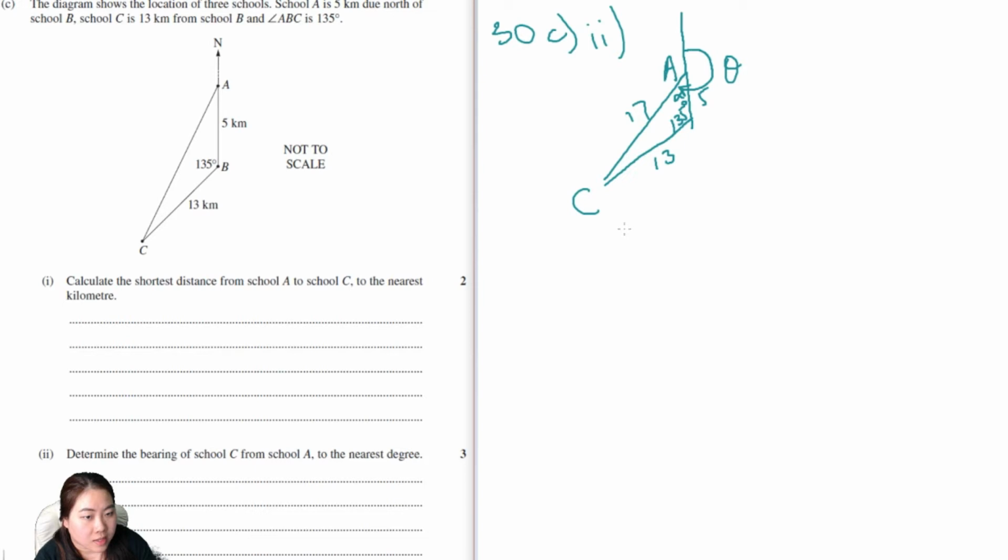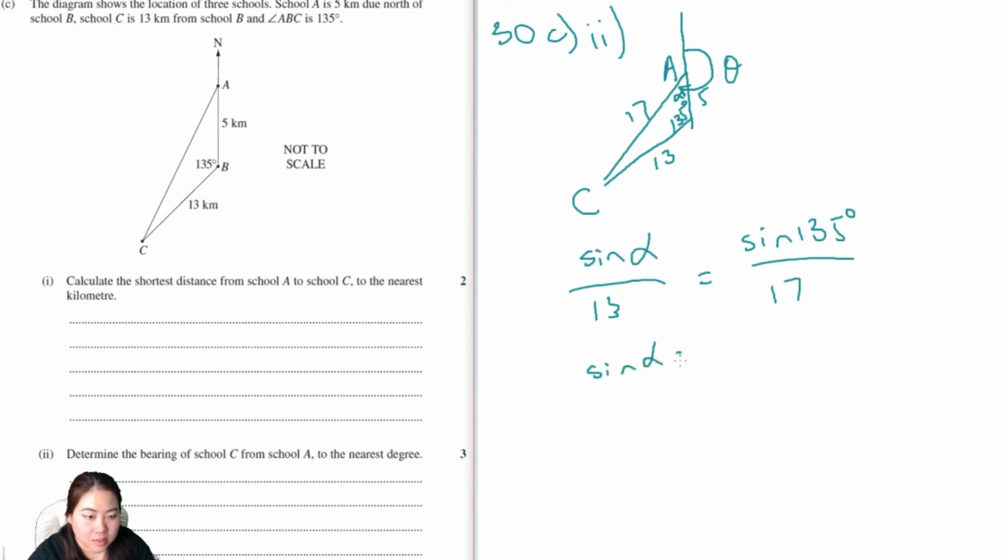To find alpha, I can use the sine rule, which will be sine alpha on 13 is equal to sine 135 degrees on 17. Then times 13 to both sides. Find out what that is.